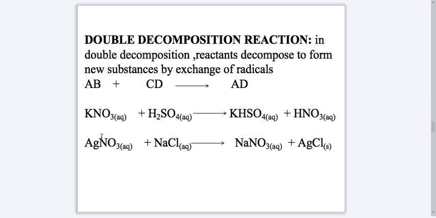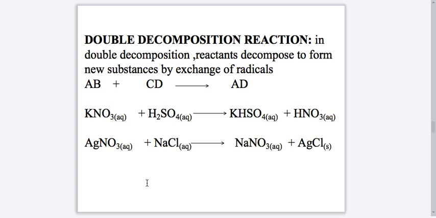The second example is between silver trioxonitrate(V) combined with sodium chloride to give us sodium trioxonitrate(V) plus silver chloride. That is AgNO3 plus NaCl to give NaNO3 plus AgCl. The radicals here are NO3 minus and Cl minus.